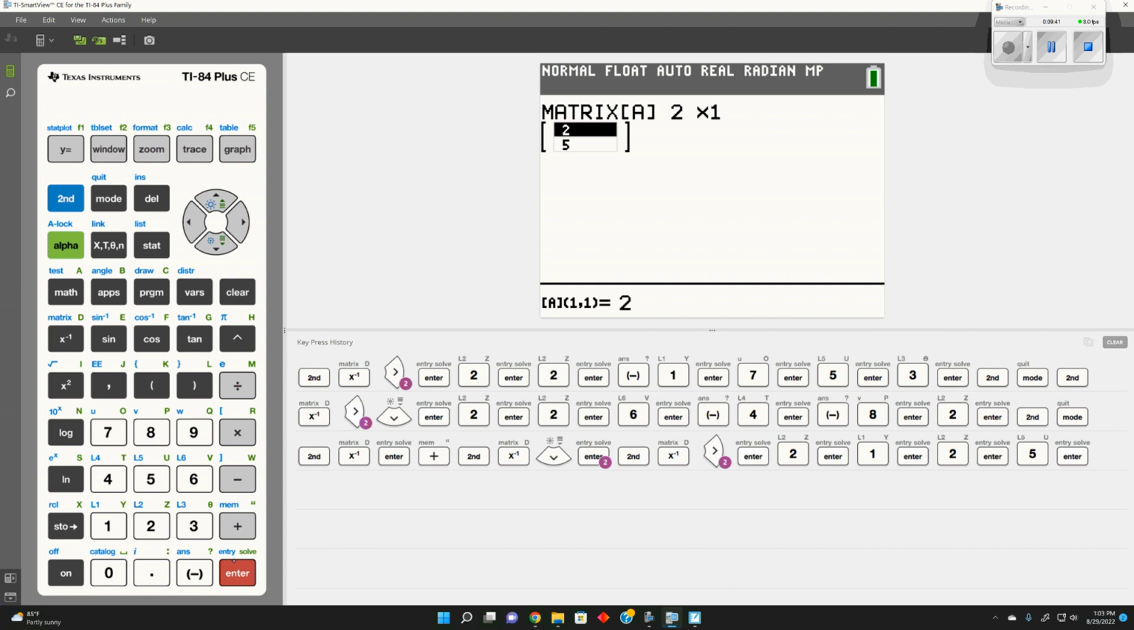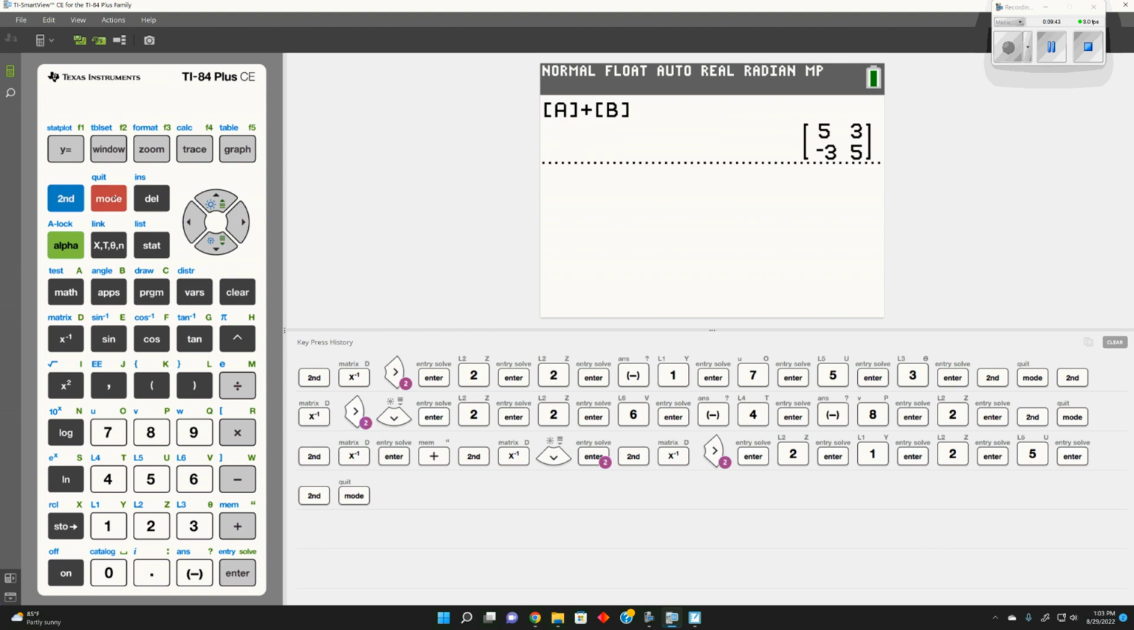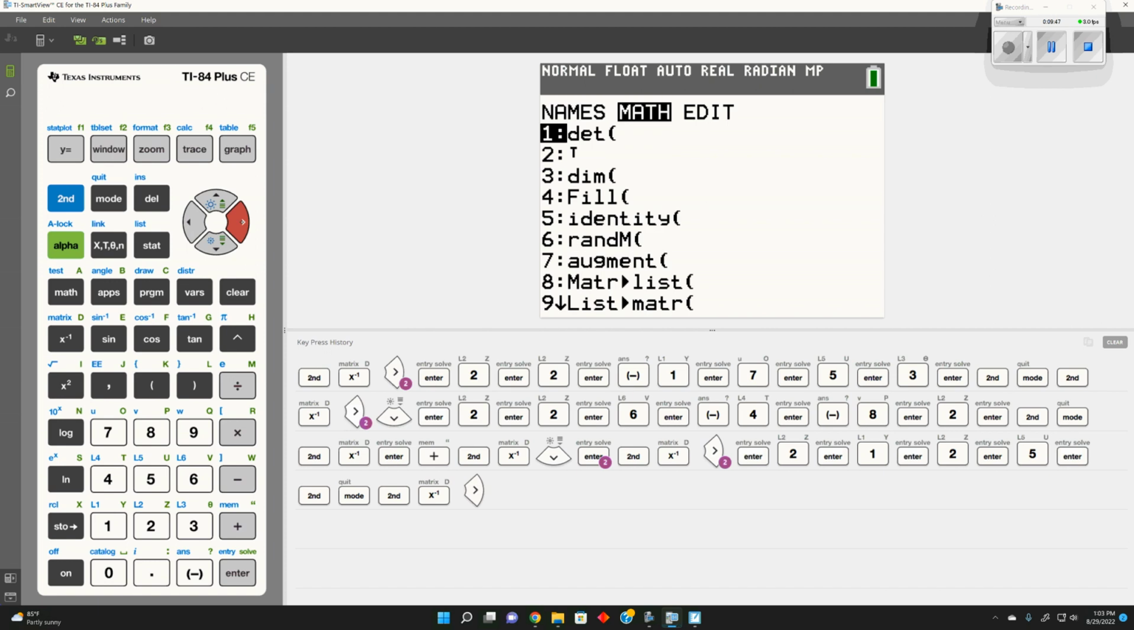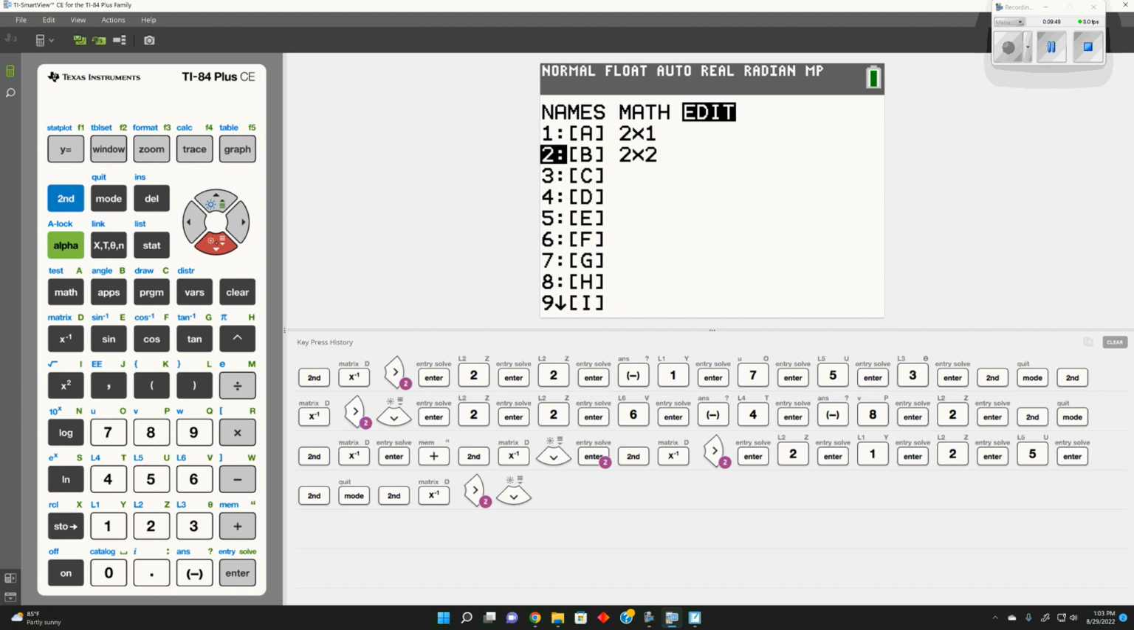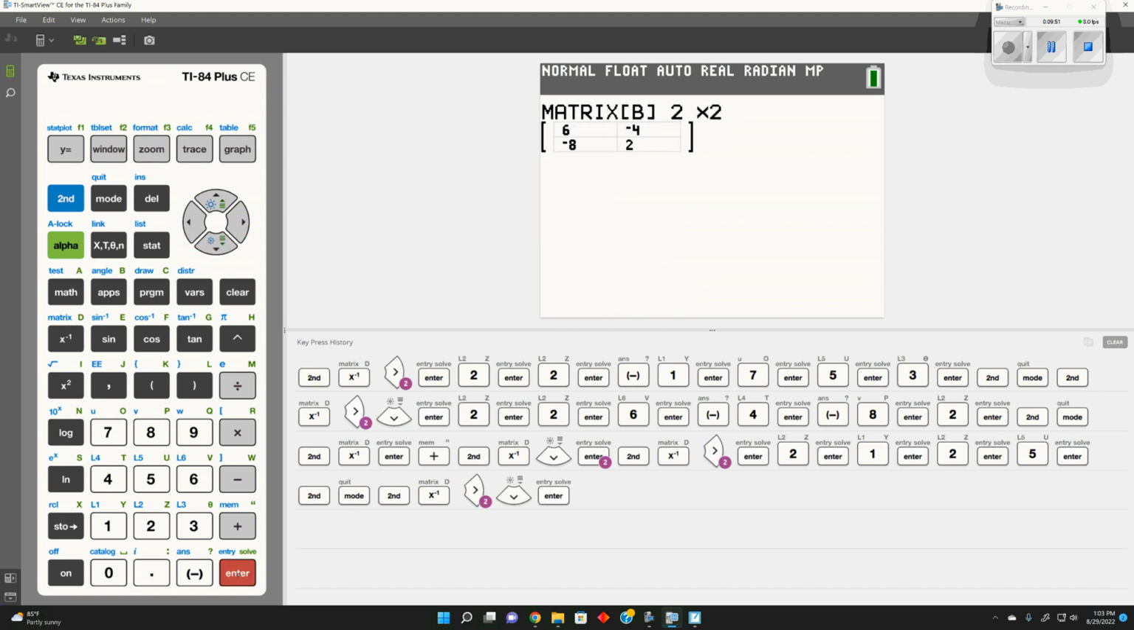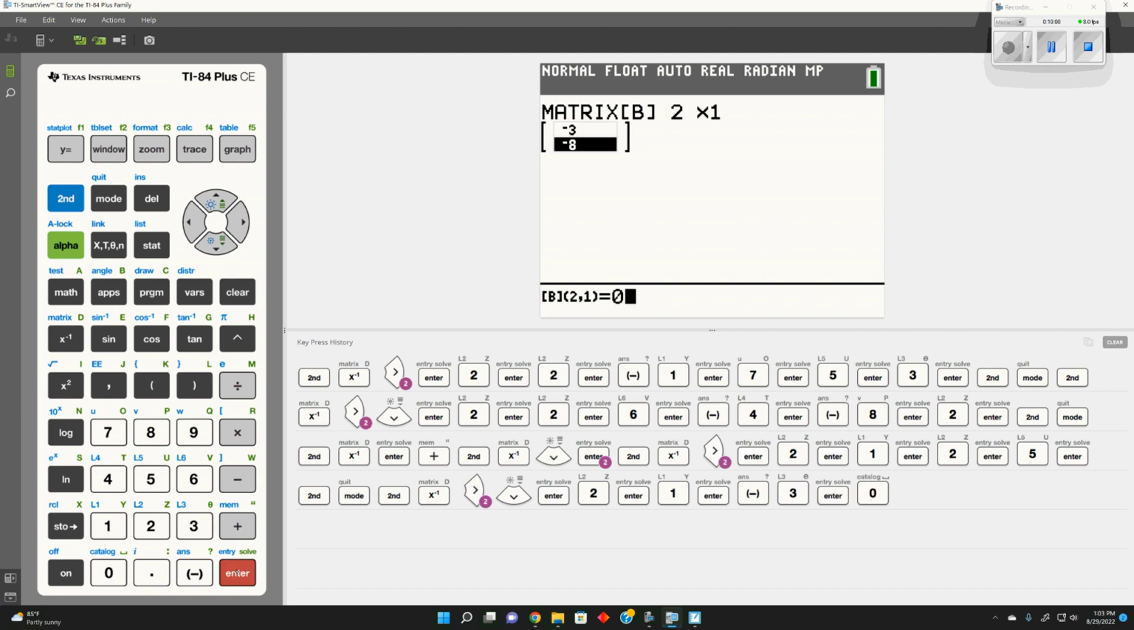Once we get that typed in, we can go second quit, and then second matrix, and go over to edit and down to B. And again, we have a 2 by 1. This time our elements are -3 and 0. Questions on any of this so far?